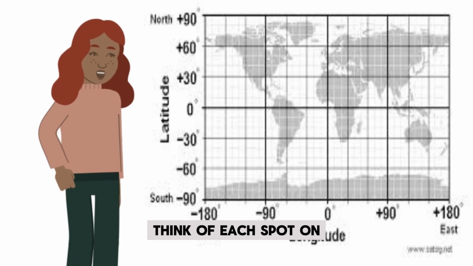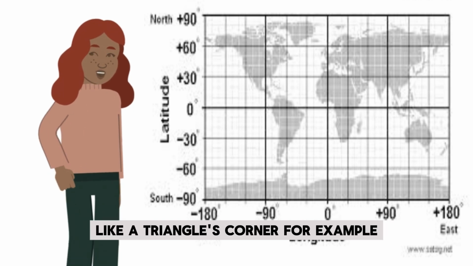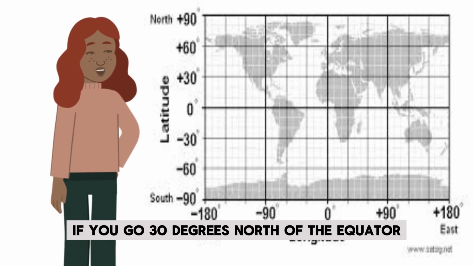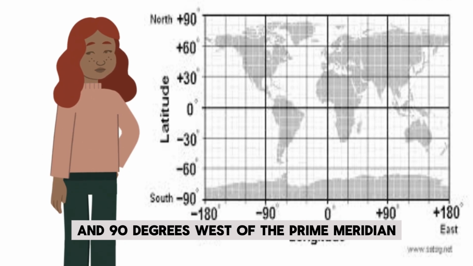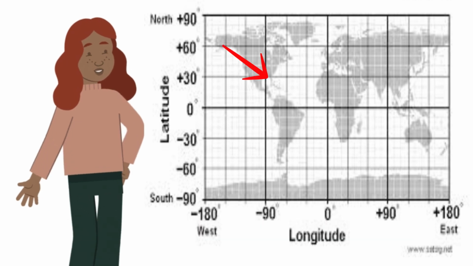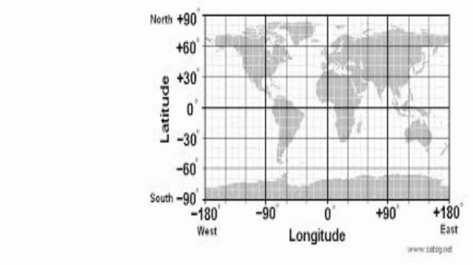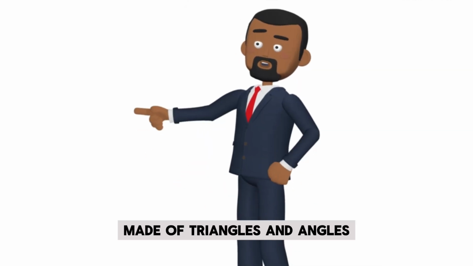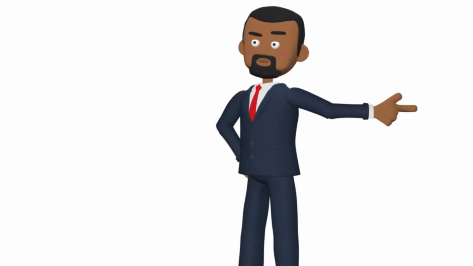Think of each spot on Earth as the point where two lines meet, like a triangle's corner. For example, if you go 30 degrees north of the equator and 90 degrees west of the prime meridian, you'll find New Orleans in the United States. So, the Earth is like a giant math puzzle made of triangles and angles.